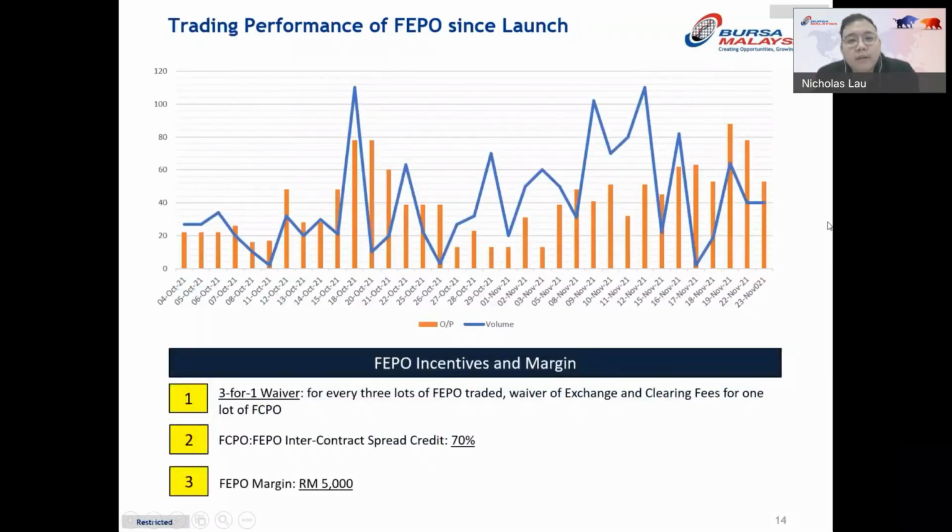Okay, trading performance of FEPO since its launch. FEPO was launched on the 4th of October this year. As we can see, the trading performance has been encouraging. It is a new contract, so it takes a while for liquidity to build up. FCPO has been around for 30 years, and it took a while to get to where it is today in terms of the liquidity, the maturity, the composition of the people who are actually trading it. So this is what we are trying to achieve for FEPO as well.